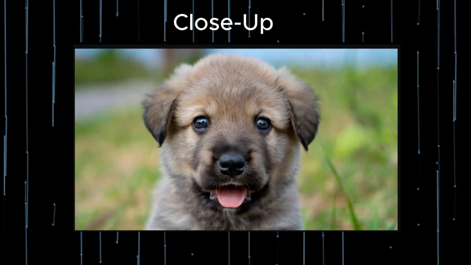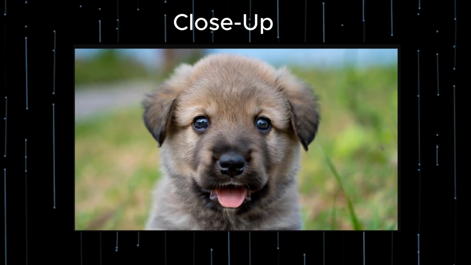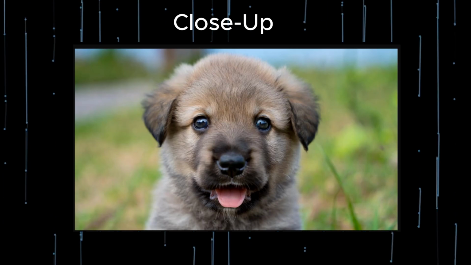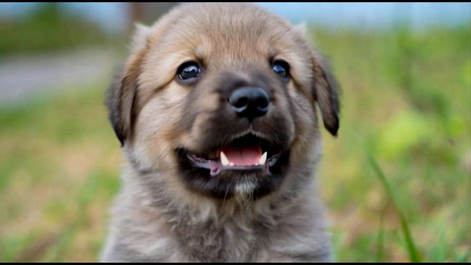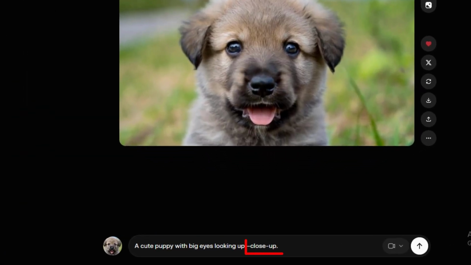Next, close up. Zoom right in, like on a smiling face or a shiny flower. Perfect for feelings, makes hearts go, "Aw." For example, a cute puppy with big eyes looking up. Close up. Just write close up at the end. Boom, super close and sweet.